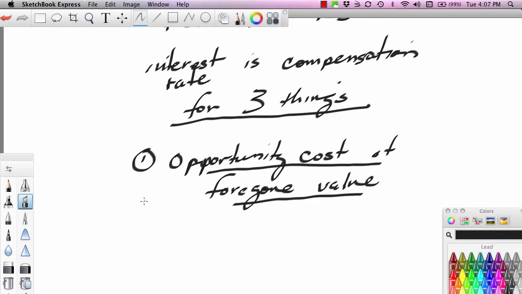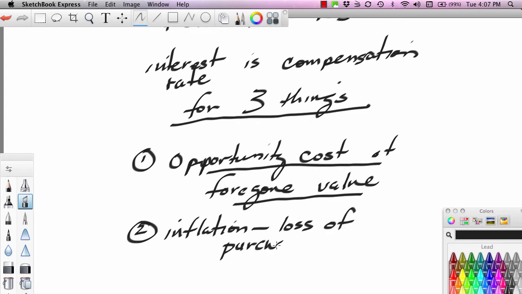So one reason you have to pay someone interest is you have to compensate them for giving up value they could enjoy today. A second reason that you have to build in interest is for something called inflation. There's got to be a compensation for inflation. So inflation is a loss of purchasing power. When there's inflation, prices are rising and purchasing power is falling. So during inflationary periods, you have a loss of purchasing power.